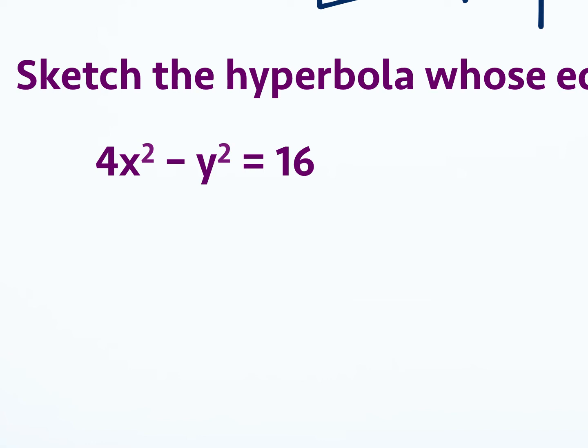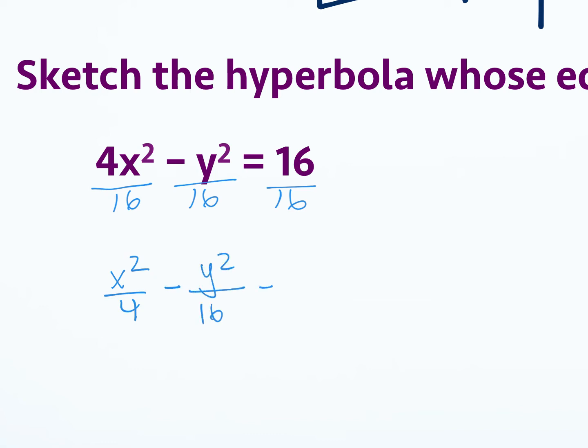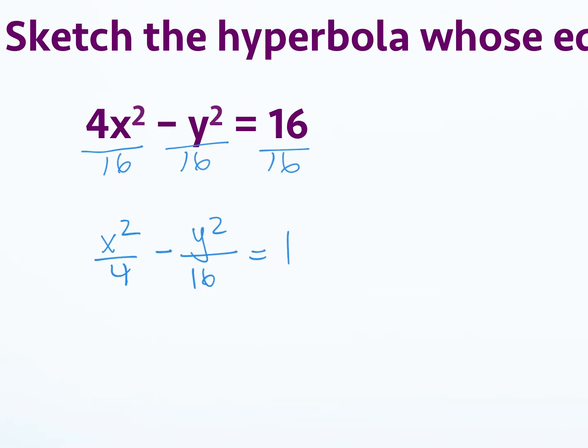Because that's not equal to 1. So the first thing I'm going to do here is divide everything by 16. 4 divided by 16 leaves me with x squared over 4 minus y squared over 16 equals 1. Okay, we're in standard form now. We're good to go. This is our standard form, but it asks us to sketch the graph. That means we have a lot more things that we need to do here.